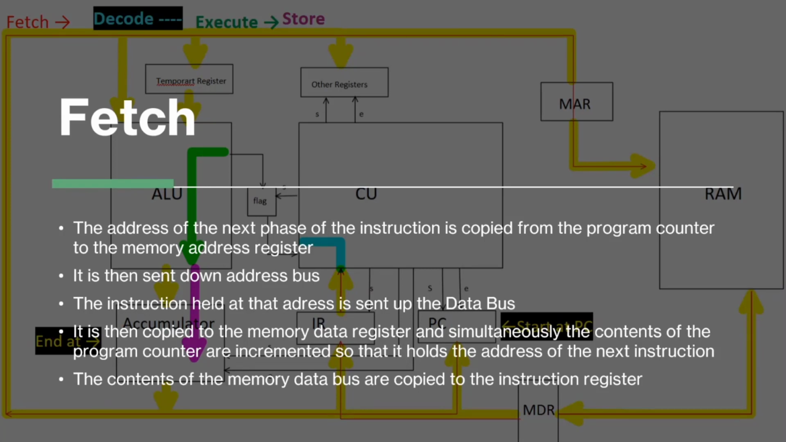This is then copied to the memory data register, which is inside the CPU. The program counter is incremented at the same time, so it holds the address of the next instruction. The contents of the memory data register are copied to the instruction register.